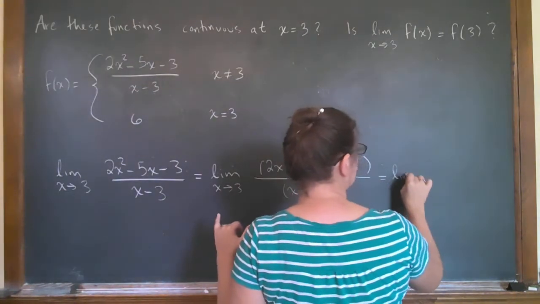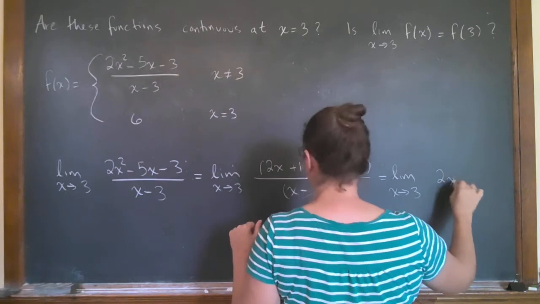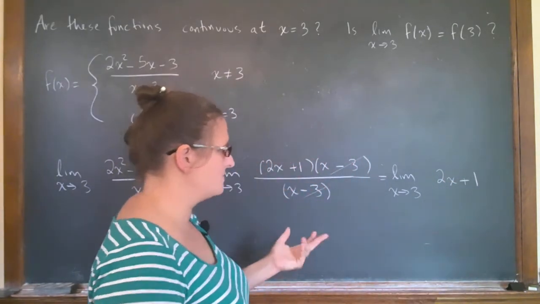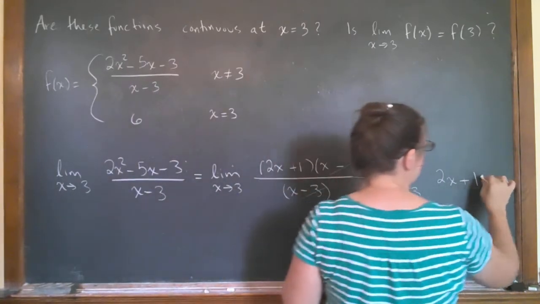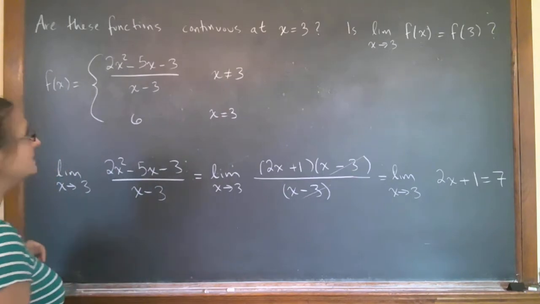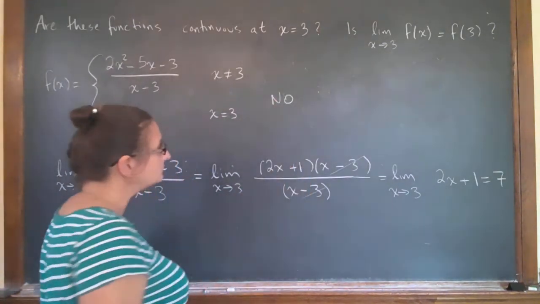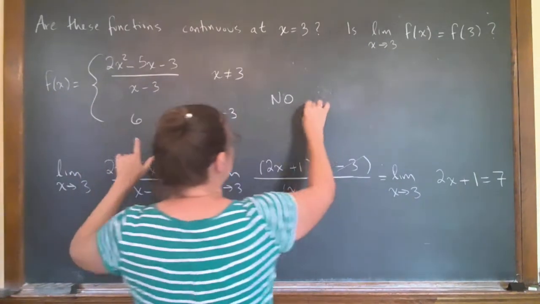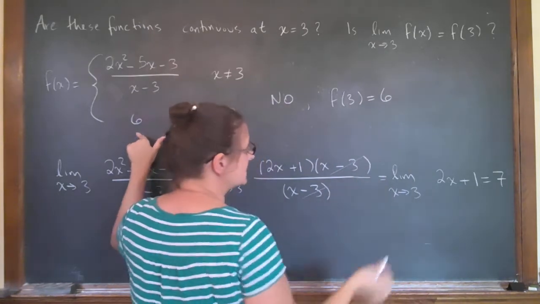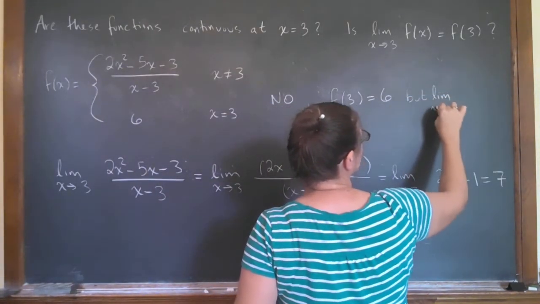And then I have just to take the limit as x goes to 3 of 2x plus 1, which is a nice easy limit. I'm just going to throw in the 3. So I got 6 plus 1, and my answer is 7. So it looks like this one is not continuous because the value of f at 3 is given as 6, but the limit is 7.